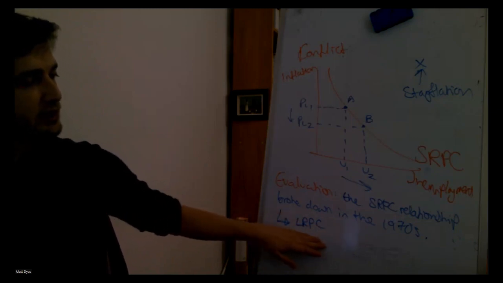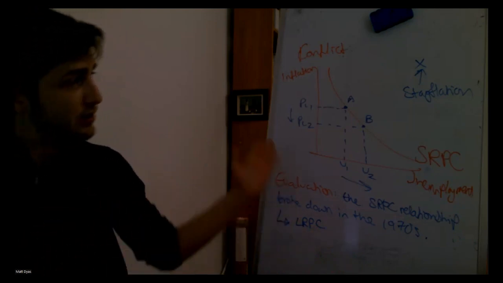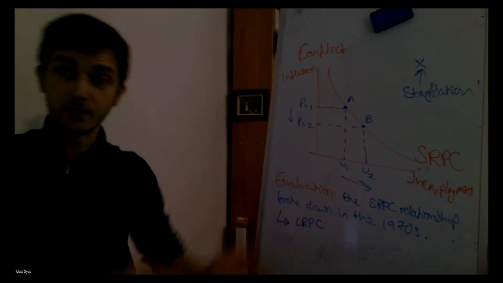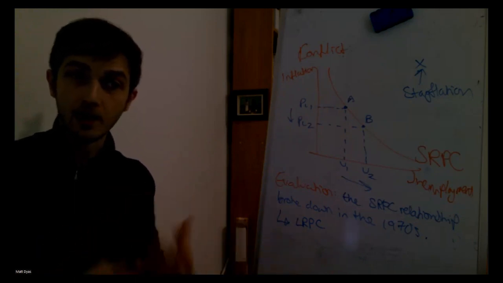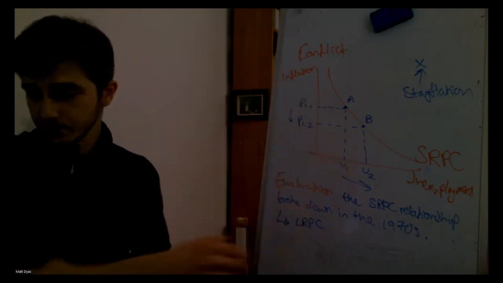Again, the long run Phillips curve is just a theory this guy Friedman made to predict the breakdown of the short run Phillips curve, and he was right. So obviously, knowing that can be used to evaluate the short run Phillips curve.